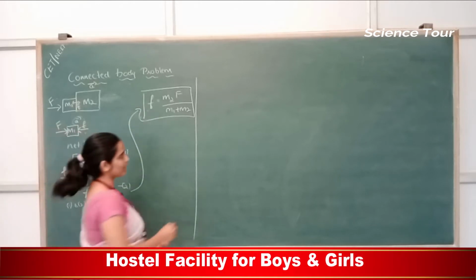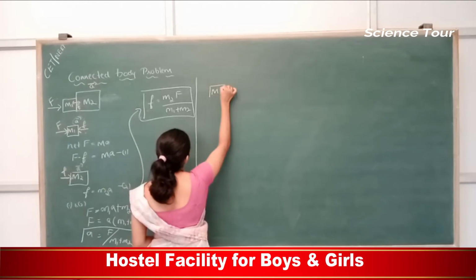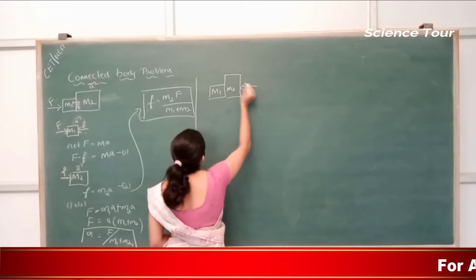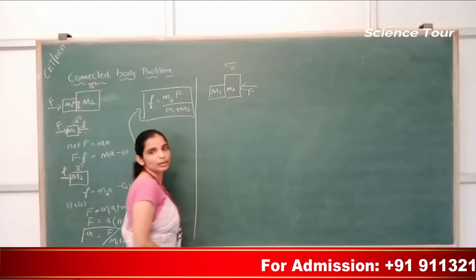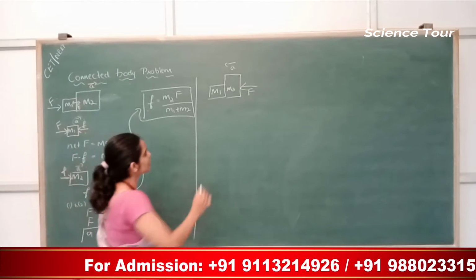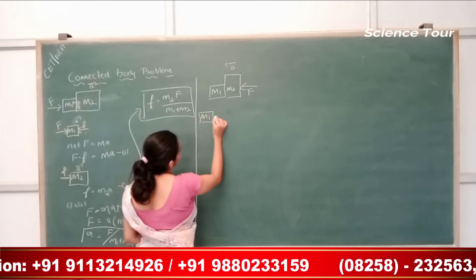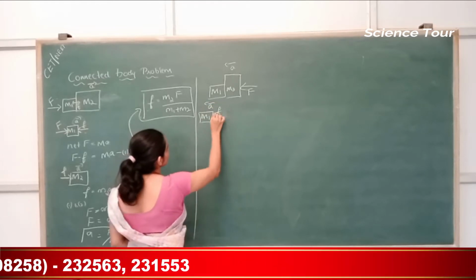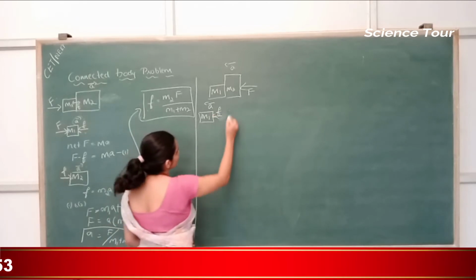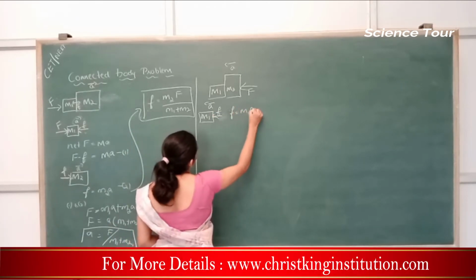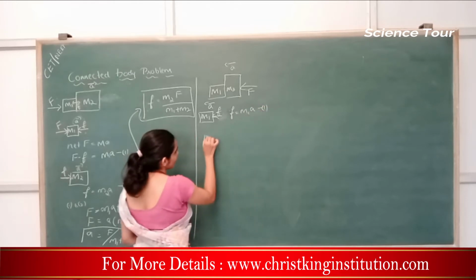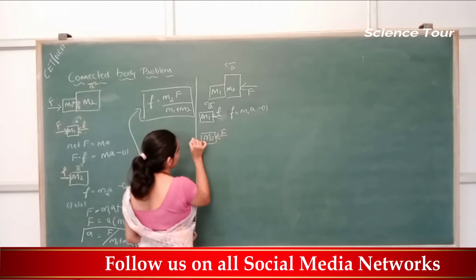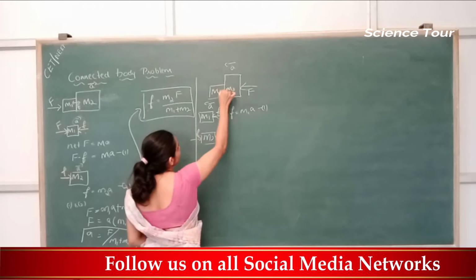If you have the reverse case, m1 is here and is attached to m2, and the external force is applied on m2, and acceleration is along the direction of the external force. How will you deal with this? The force acting on m1 is the contact force, and acceleration is towards the contact force. Contact force is equal to m1 into a. Now the free body diagram for m2. One is the external force, another one is the contact force. See, here is the contact force.